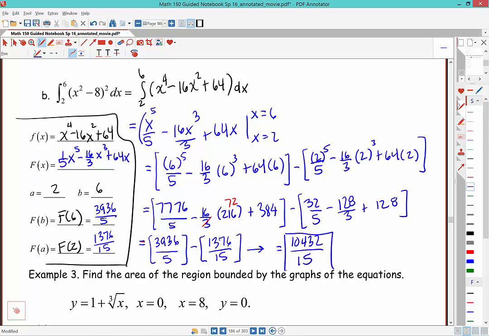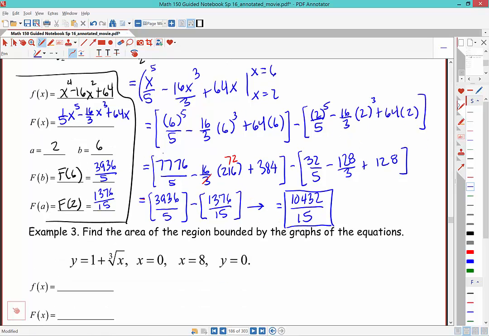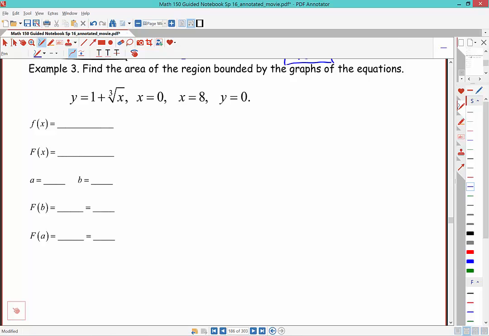Okay? Awesome. All right, so now here's an application. So we want to find the area of the region bounded by the graphs of these equations. So here, if you just identify everything, our a is 0, and our b is 8, and our function is 1 plus x to the 1/3. And on the interval from 0 to 8, do you see that our function will be non-negative? Good. So therefore, the definite integral of this function from 0 to 8 will also give us the area.